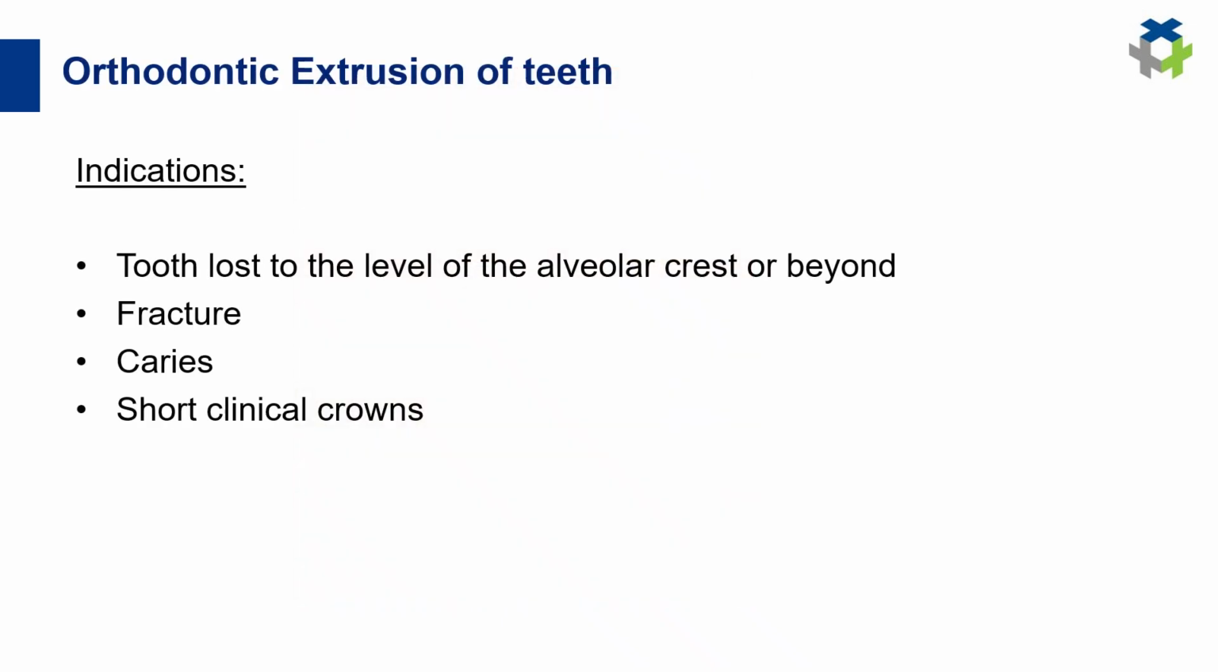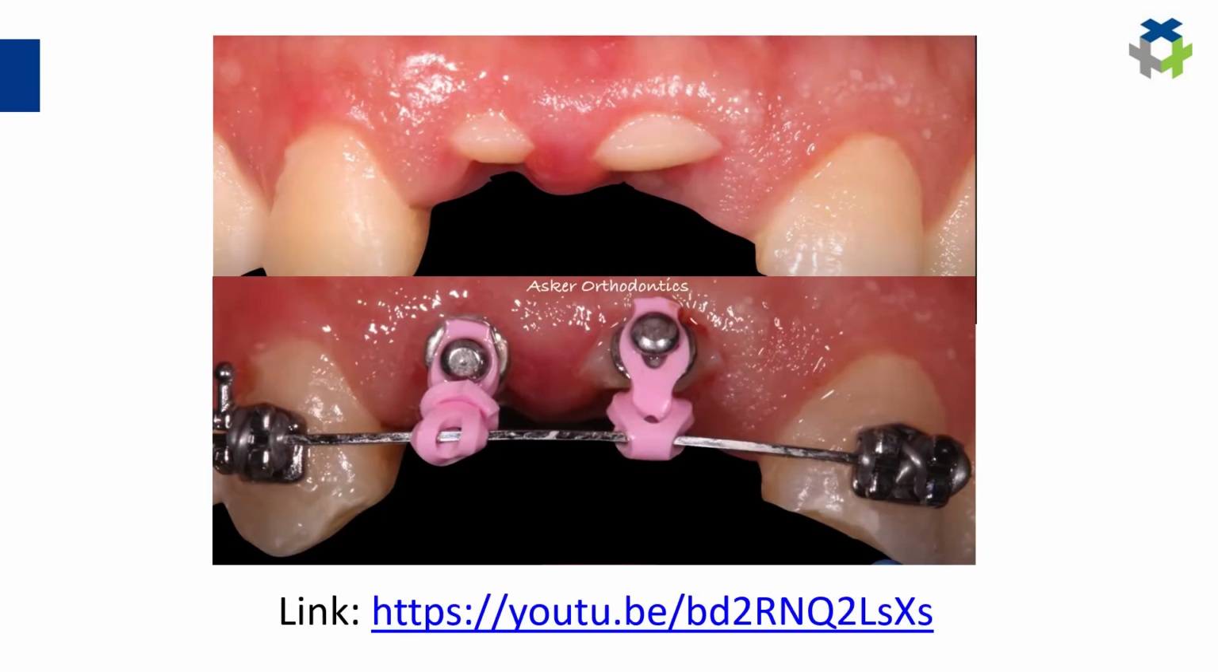The next method of increasing the crown height is orthodontic extrusion, which is a non-surgical option. These are the reasons for extrusion. It can be due to loss of teeth or fracture or caries or short clinical crowns, etc. This picture shows you the method of orthodontic extrusion of a tooth.